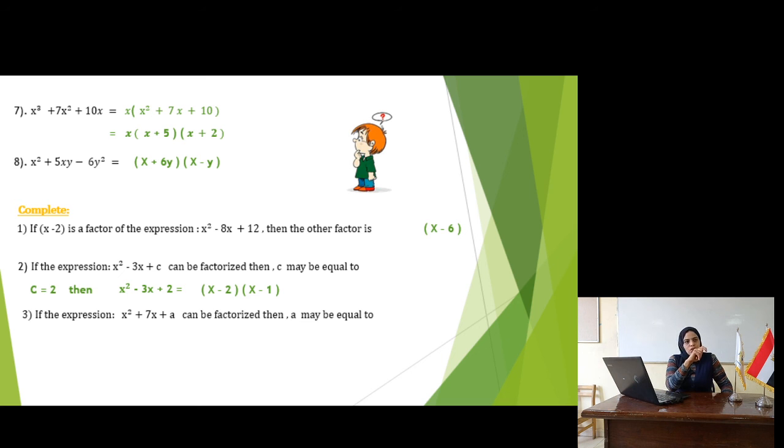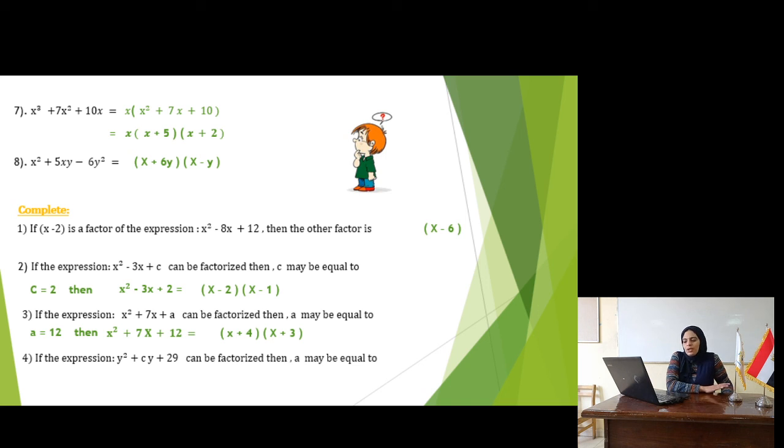Number 4, the expression y power 2 plus cy plus 29. 29 is a prime number, it is factorized into 1 and 29. So we have two factors, which are 1 and 29. And we have plus 29, which means the sum of them equals 30. So c will be 30.